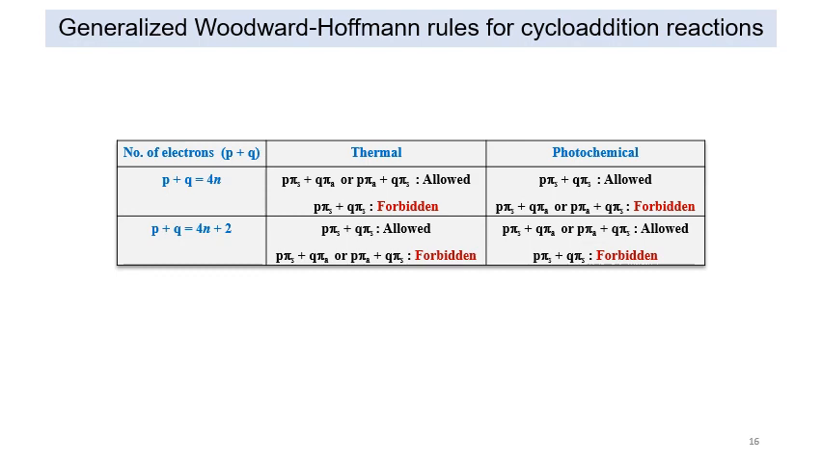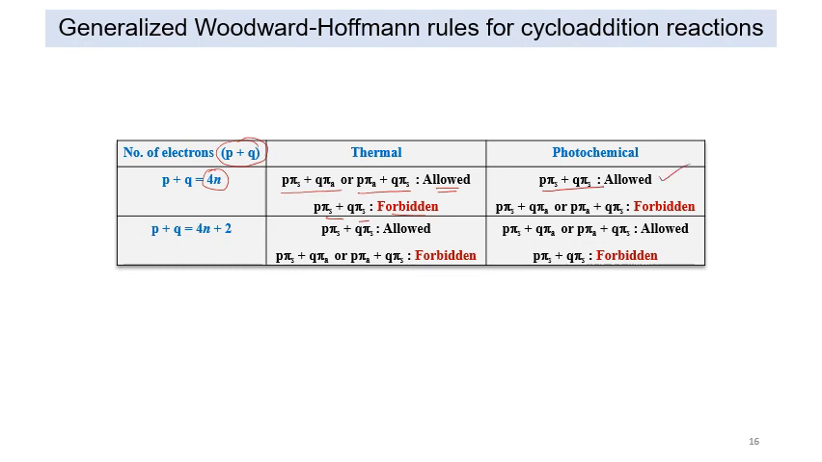So we can generalize the Woodward-Hoffmann rules for cycloaddition reactions. For the number of electrons p plus q, if the total is 4n, then p pi s plus q pi a, or p pi a plus q pi s, is thermally allowed. The supra-supra is forbidden, whereas in the photochemical case, p pi s plus q pi s is photochemically allowed.